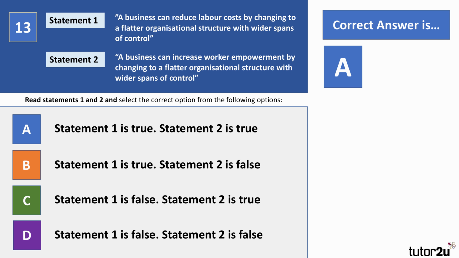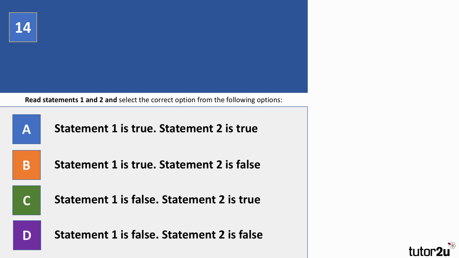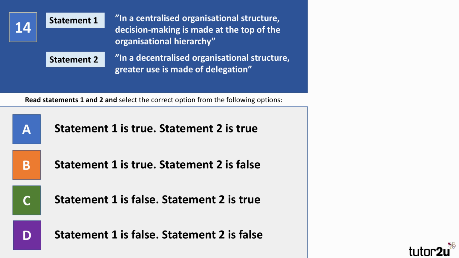Penultimate question now, well done if you're still with us. Question 14. Statement 1. In a centralised organisational structure, decision making is made at the top of the organisational hierarchy. Statement 2. In a decentralised organisational structure, greater use is made of delegation. Pause the video, work out your combination to get to the answer.